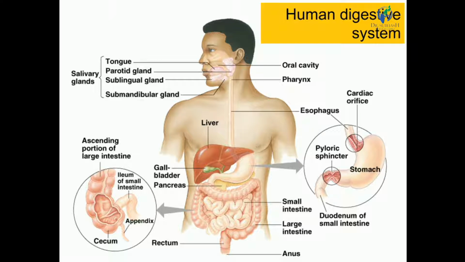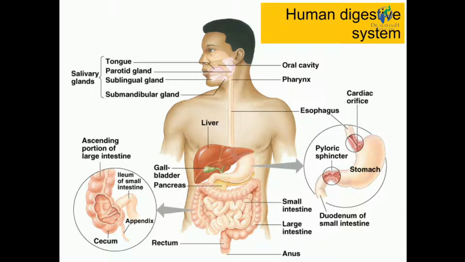Other than this, we can see two specific sphincters, which we can consider as gates that allow food to move in and out. At the end of the esophagus, there is the cardiac orifice, and at the end of the stomach and the start of the duodenum, that joint has the pyloric sphincter. There is also the appendix, present at the start of the cecum, at the end of the small intestine.